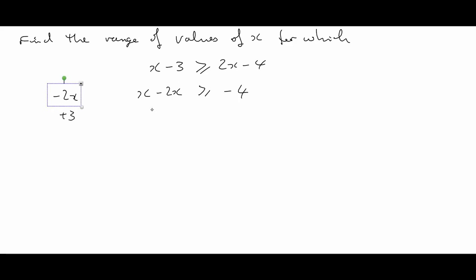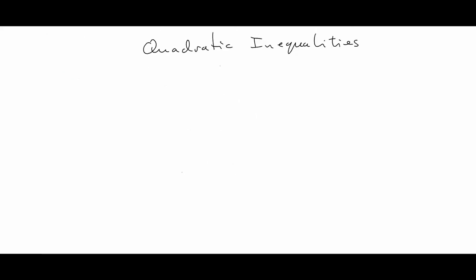We have x minus 2x is greater than or equal to 3 minus 4. x minus 2x is of course minus x. 3 minus 4 is of course minus 1. So now we have to multiply both sides by minus 1, and so we must reverse the inequality to get x is less than or equal to 1. And that's the solution. Now let's consider quadratic inequalities.